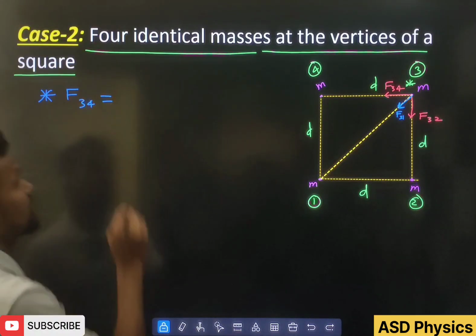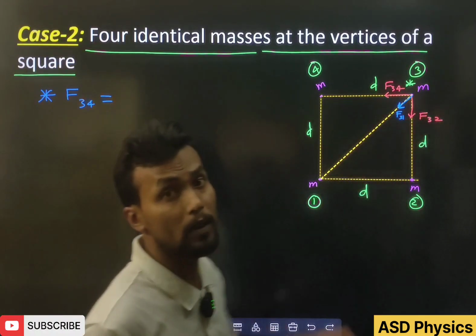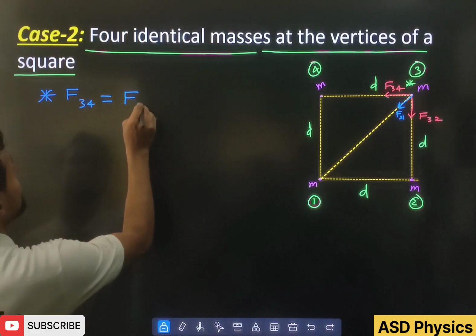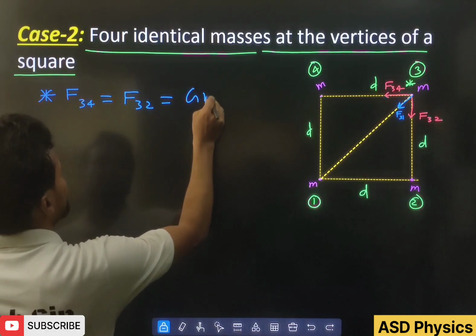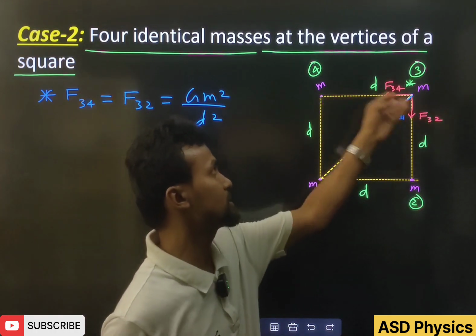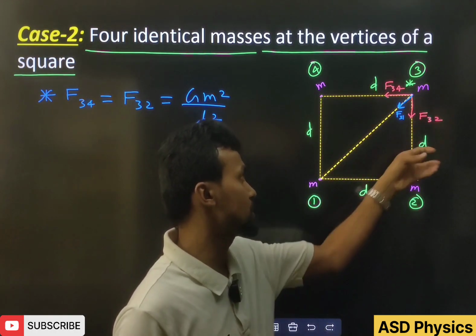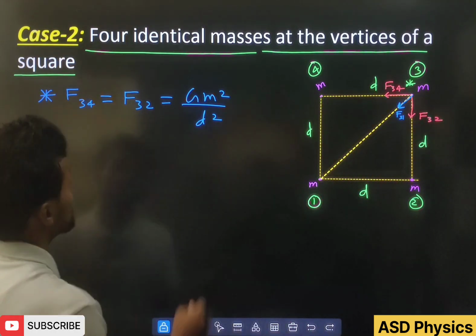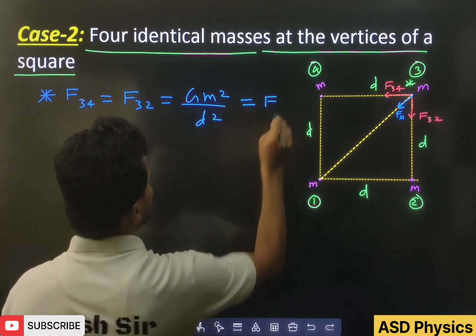Now if I write the forces one by one, F34 or F32 will have the same magnitude: Gm square by d square. Why? Because m and m are separated by d, here also m and m are separated by d. So Gm square by d square, and this one I am writing here as F.